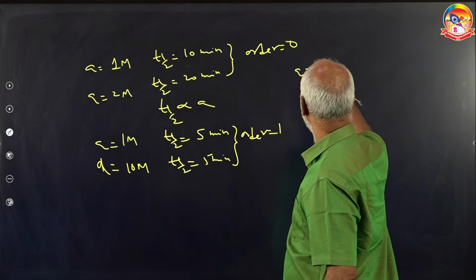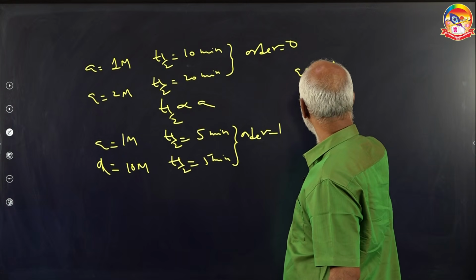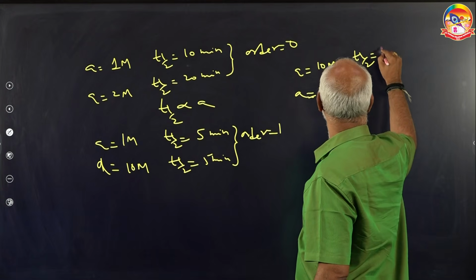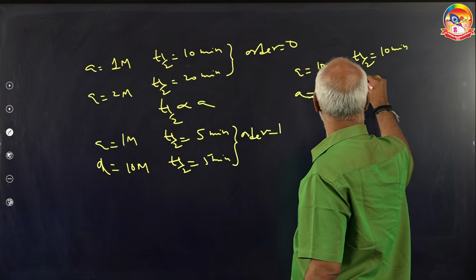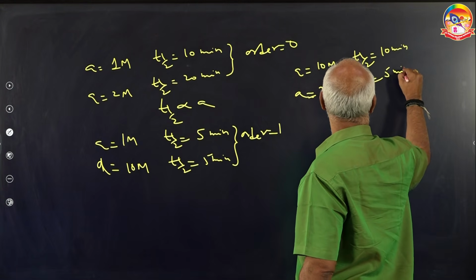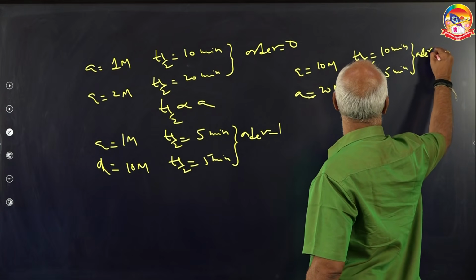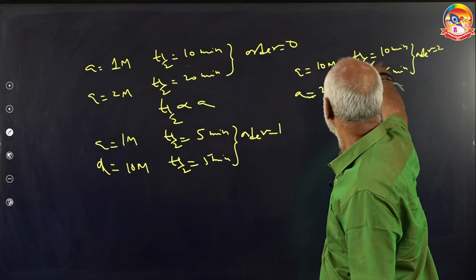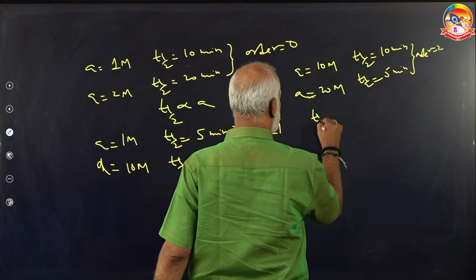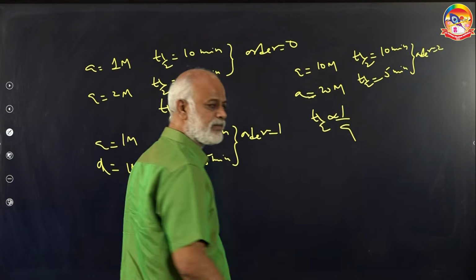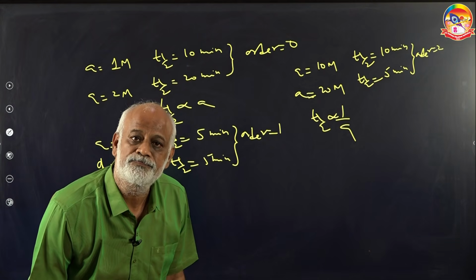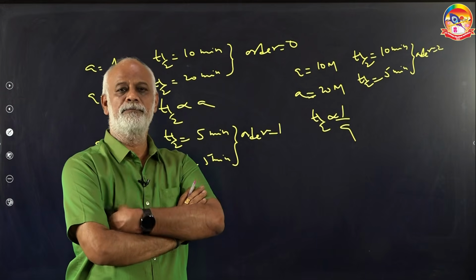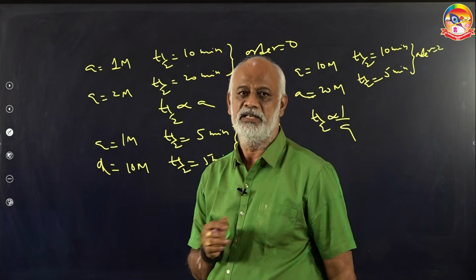A is equal to 10 molar, A is equal to 20 molar, T half is equal to 10 minutes, T half is equal to 5 minutes. What is order? Order is equal to 2. Why? When I doubled the initial concentration, T half has become half. So, T half is inversely proportional to A, order is 2. This is how we can do some simple numericals that are present in the reaction.